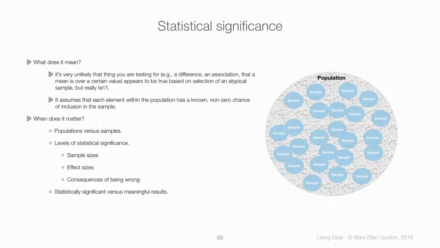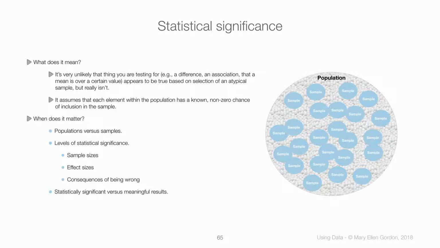Up until now, we've been talking about things like differences and associations and correlations, but we haven't been talking about whether those differences or associations or correlations are statistically significant. And that's a term that you certainly hear from time to time. And I want to take a moment to talk about what that is and what it means.